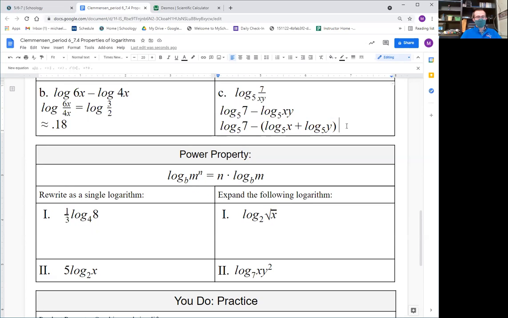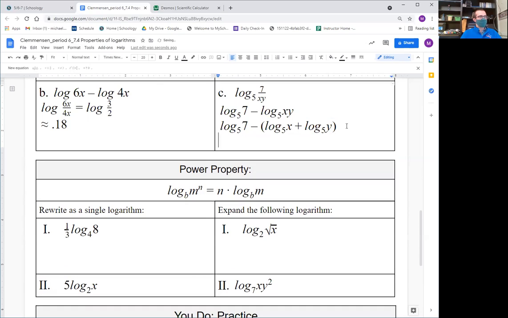Now, if you wanted to, you could take it even one step further and rewrite this as the same thing, but with a minus sign before both of these. Like this. Both of these answers would work.